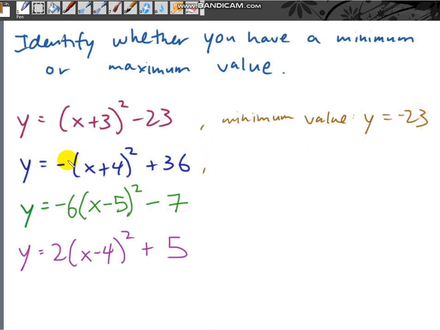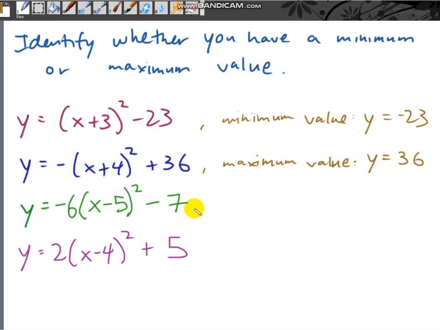Okay, for this one, look at the sign in front. Basically this is a parabola that opens downward, as you can see. And again, what you want to do is look at the last number. So this is an example of reaching a maximum value. We have a maximum value, and that's going to be at y equals 36, as you see right here.